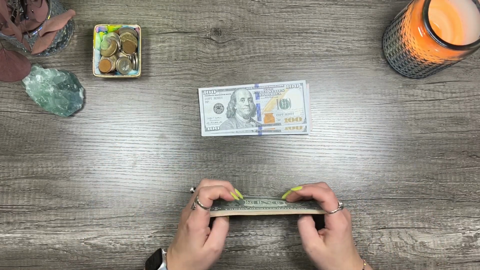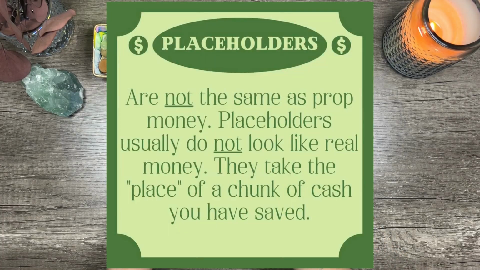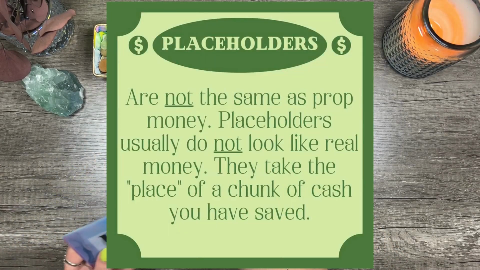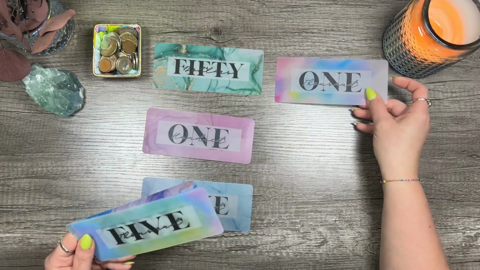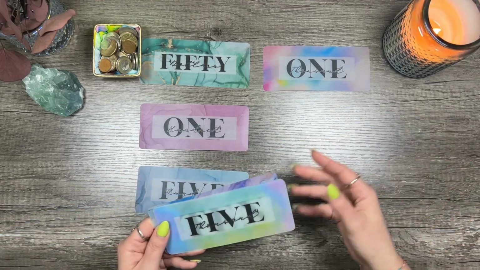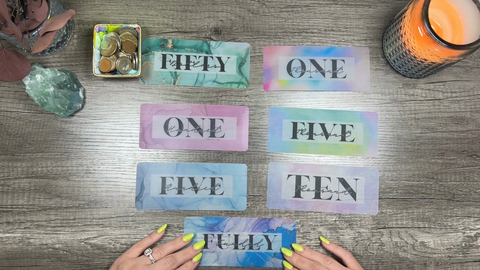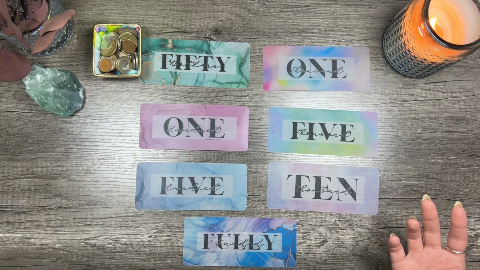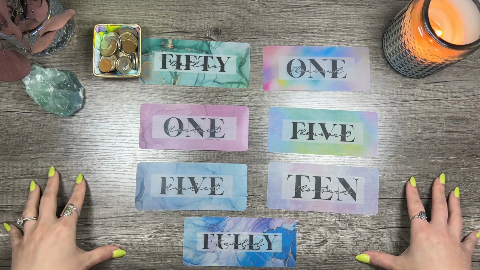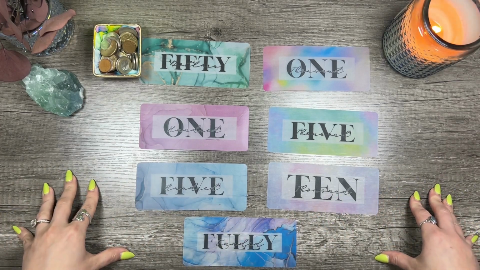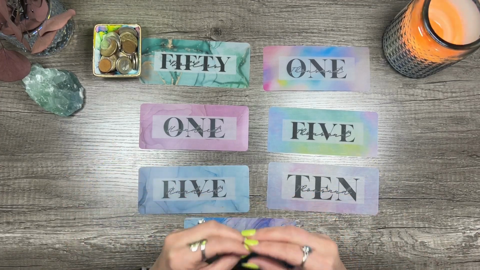But what about placeholders? What's the difference? So placeholders are not the same as prop money in my opinion. These usually don't look like prop money at all. They take the place of a chunk of cash that you have saved, that you're working on saving. Once you reach a specific savings goal, you pop in a placeholder and you take that money out of your specific envelope. So these are the placeholders that I make and that I use. As you can see, they do not at all look like prop money or cash in any way, shape, form, or fashion. And that's because it is a placeholder. It's one specific thing that you use in place of a chunk of cash.